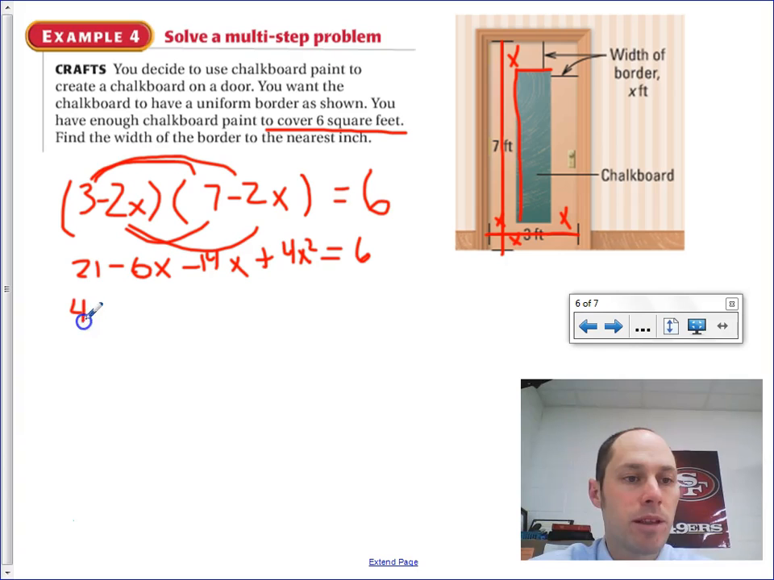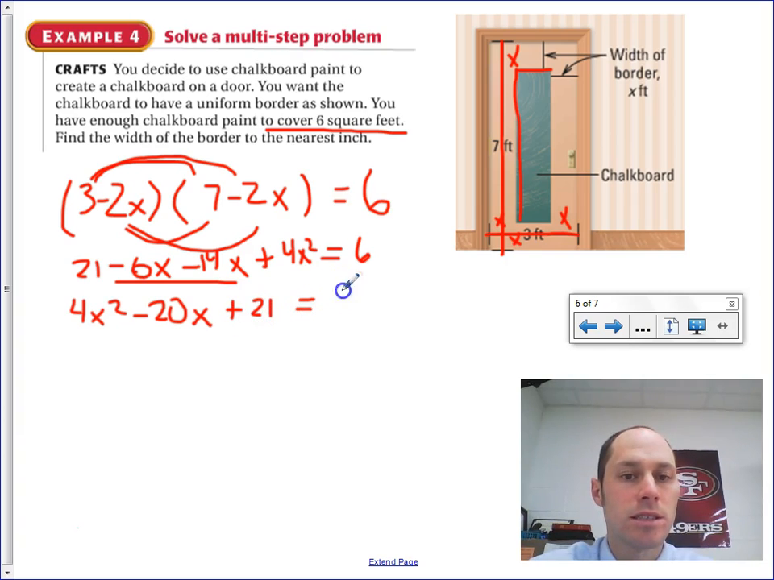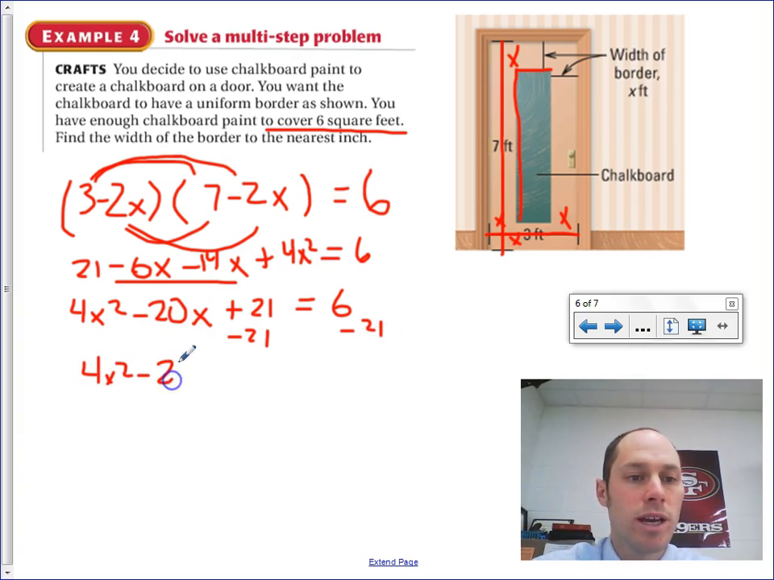So I'll put my x squared term at the beginning, 4x squared. Combine negative 6x and negative 14x to make negative 20x. And then I put the positive 21 at the end. That equals 6. So now, in order to make this work, let's get rid of our c term so we can find our perfect square trinomial. And now we have 4x squared minus 20x equals negative 15. Now we've got to find out what our c term is.